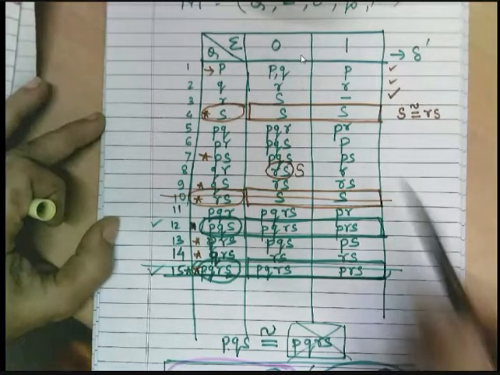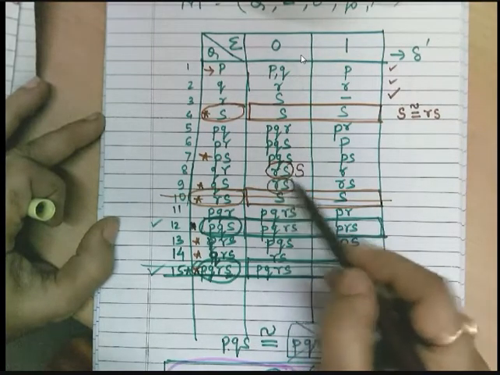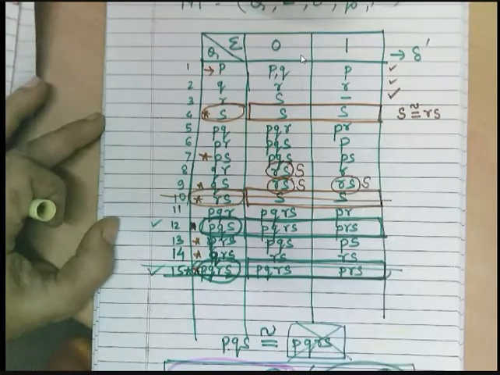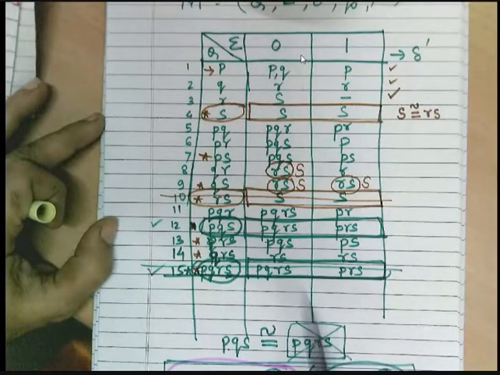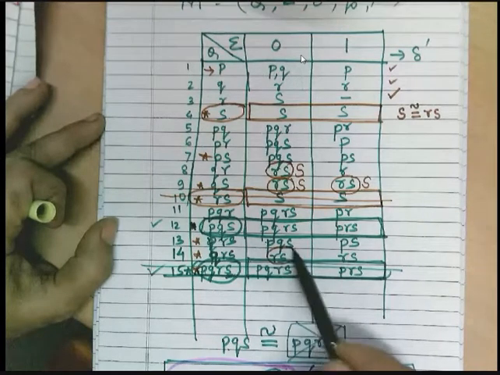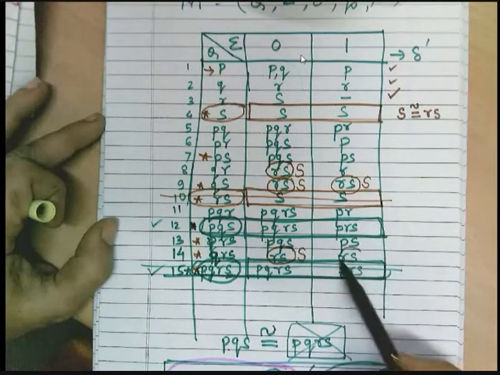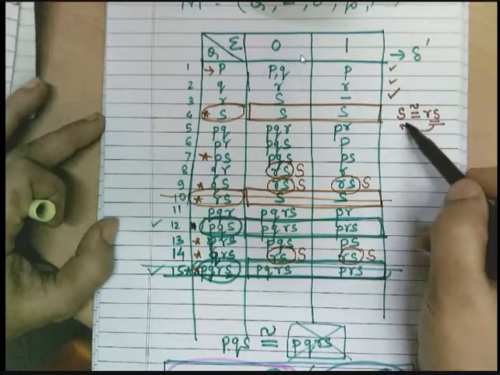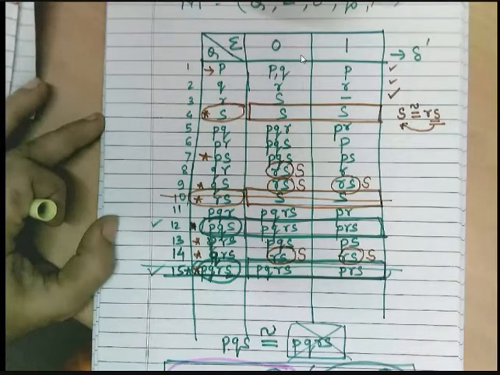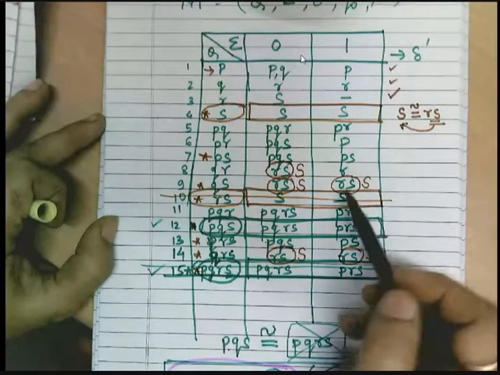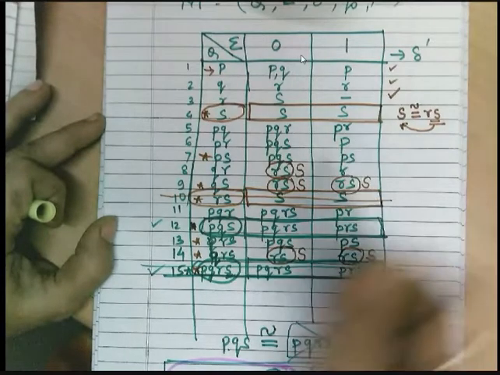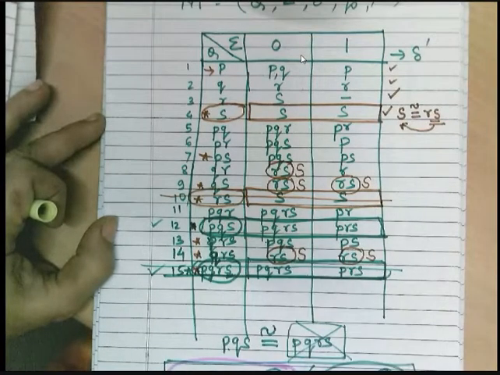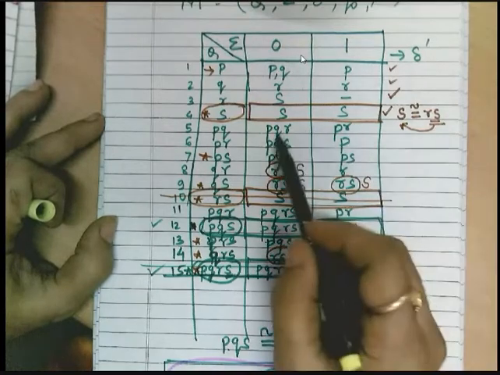Similarly, this RS will now be S, and this RS will become S. Got it? Anywhere else is RS there? Yes, here it is RS, it is S. Again it is S. So all the RS should be replaced by S in this table. Got it? So we have kept S, but we have removed the RS row.